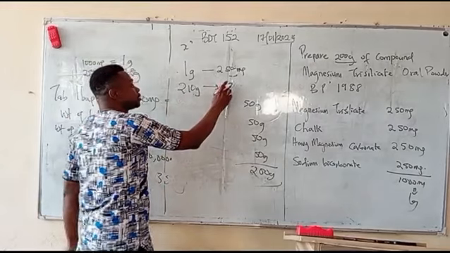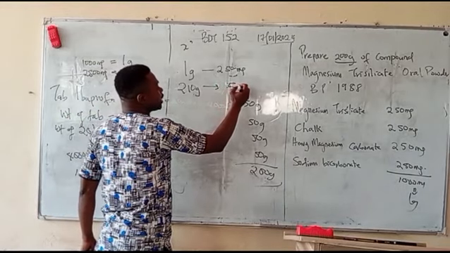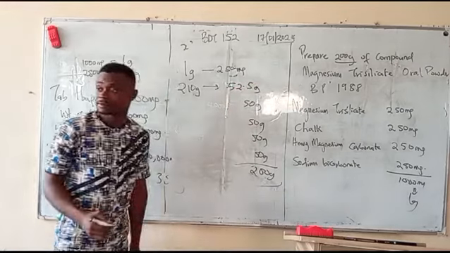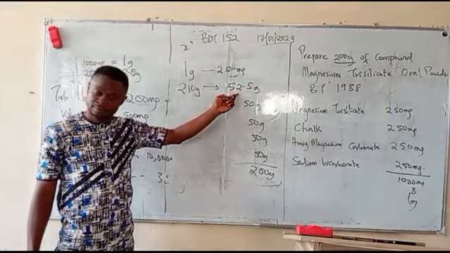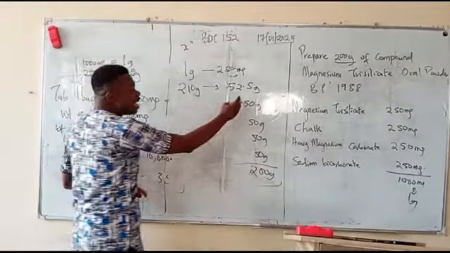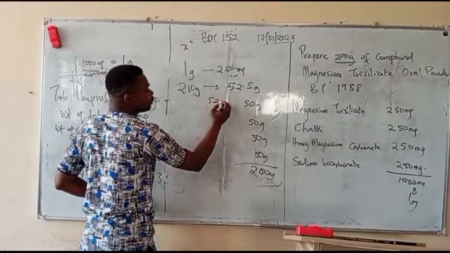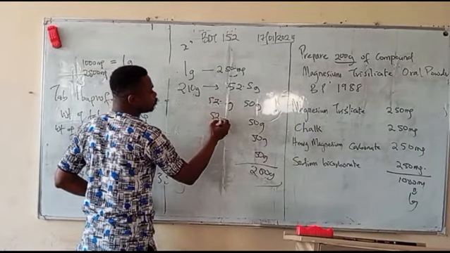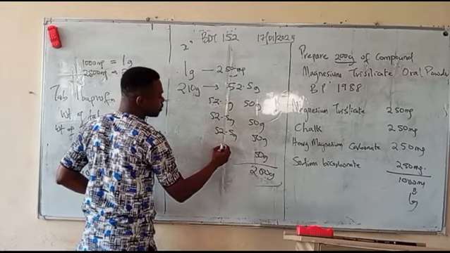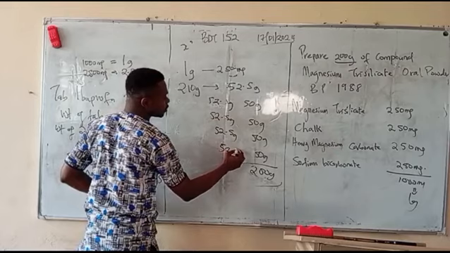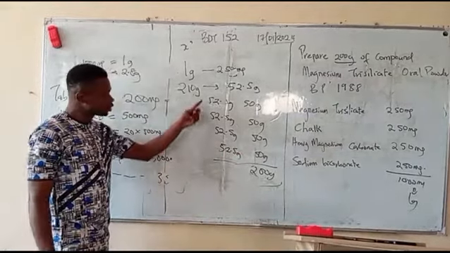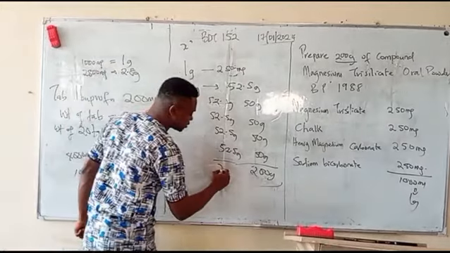52,500, which is how many grams? 52.5 grams. You also do that, because you have added overage, so everything here will now be 52.5 grams. 52.5 grams, multiplied by 4, what will it give you? 200? No, it's not true. It's 210 grams.